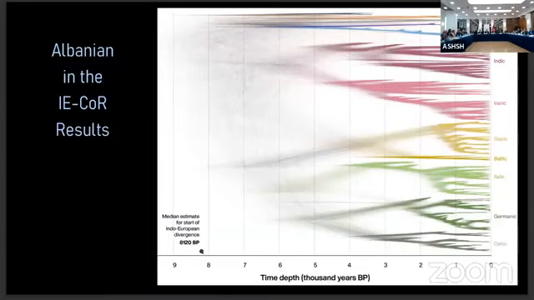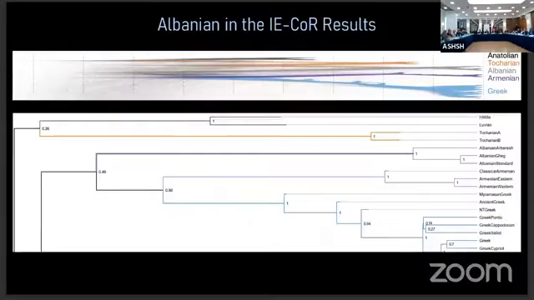So I suddenly started realizing, oh, actually, this is more important than I realized for some parts of the world. So yeah, Albanian, the IE core results, it's right at the top. I'm going to give you a zoom in, but it's interesting that its branch goes deep. Okay, there's the zoom in.